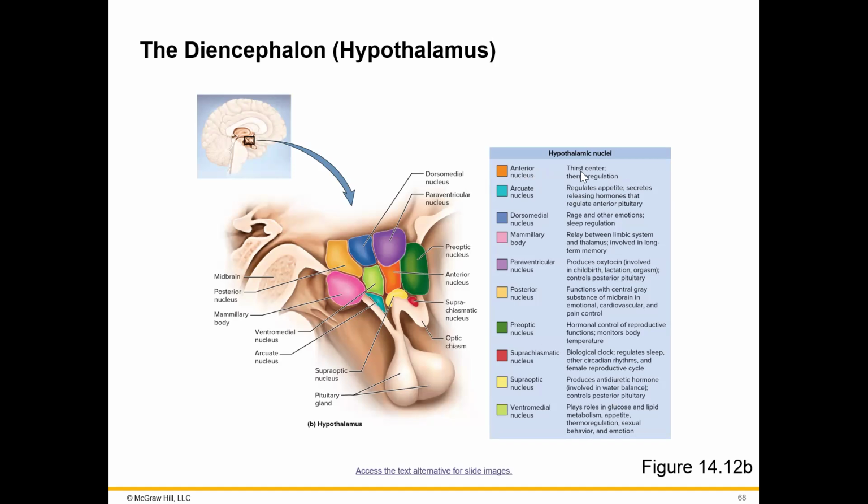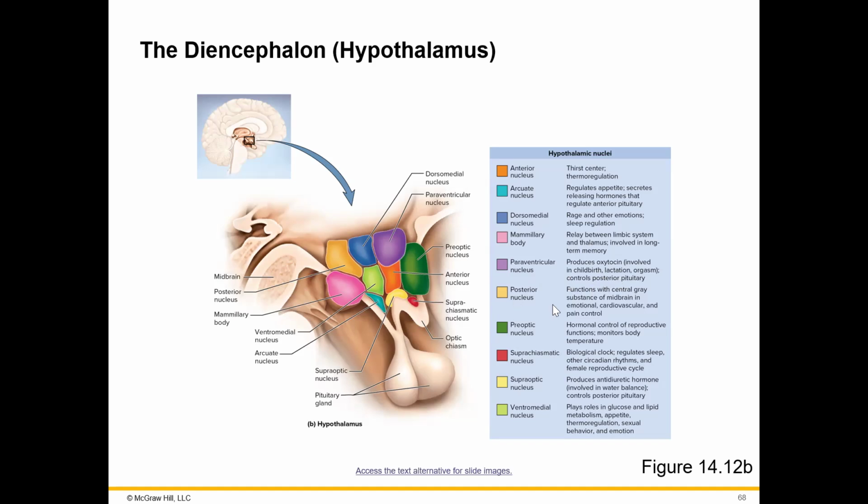Your anterior nucleus is important for the thirst center. Your arcuate nucleus regulates appetite and secretes releasing hormones that regulate the anterior pituitary. There is the dorsomedial nucleus, for rage and other emotions. There's the mammillary body, a relay between the limbic system and the thalamus. There is a paraventricular nucleus that produces oxytocin, involved in childbirth, lactation, and orgasm.